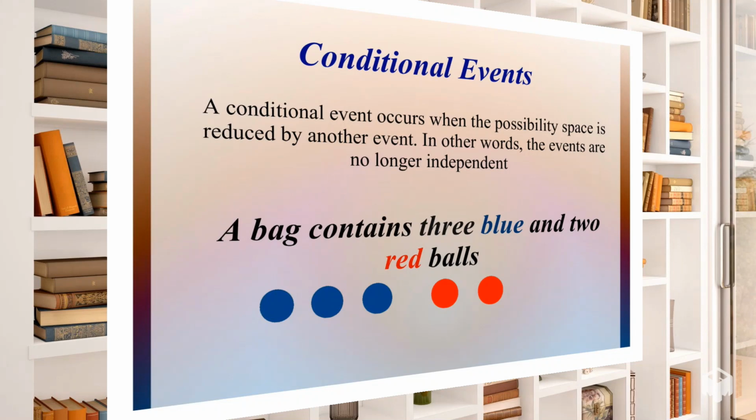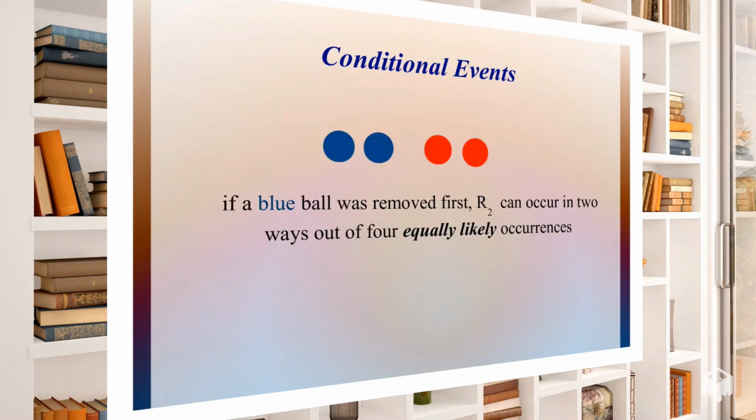If the first ball removed is not replaced, then the possibility space for the removal of the second ball is reduced by 1 member. Further to that, if the second ball removed was red, then the number of ways in which this can occur depends on which ball was removed first. Let's consider this scenario. The blue ball is removed first. Then R2 can occur in 2 different ways out of 4 equally likely occurrences.